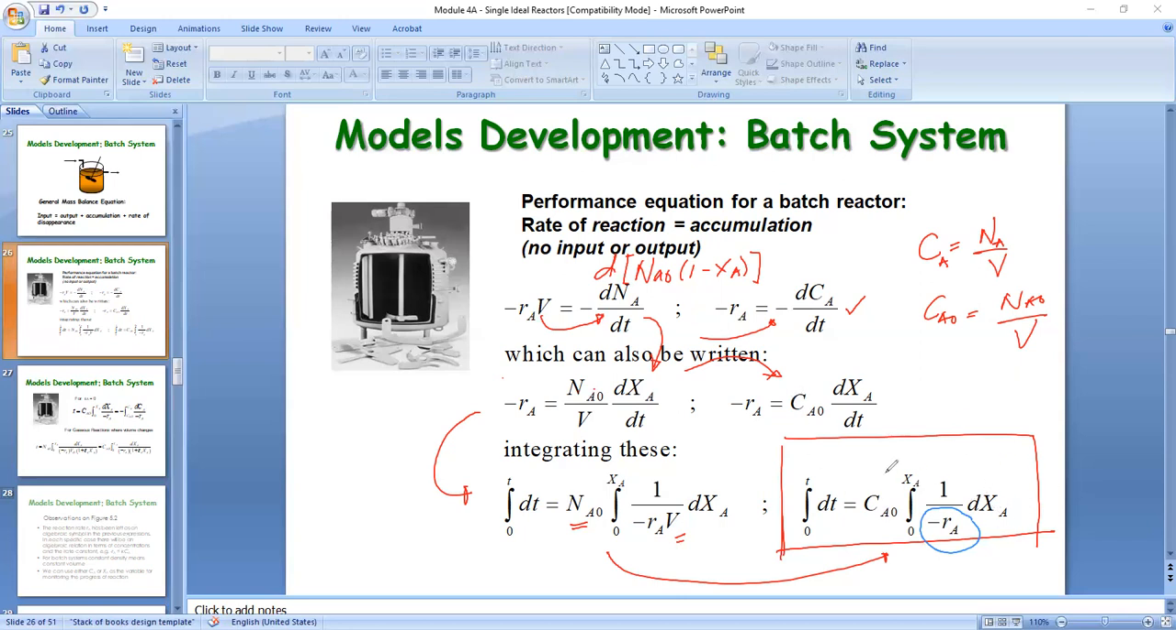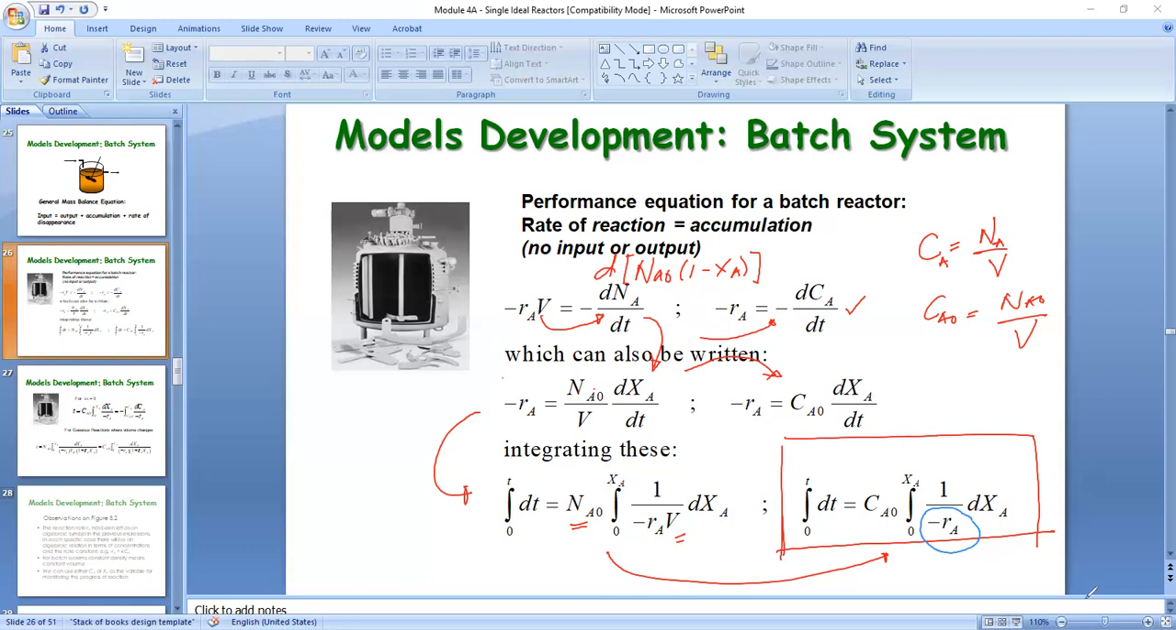I'm asking you this so that you will no longer need to change your rate law. Since it's now in concentration, you no longer need to express it in terms of conversion if this is your performance equation. Now, how would you write the performance equation for a batch reactor in terms of concentration, not conversion?